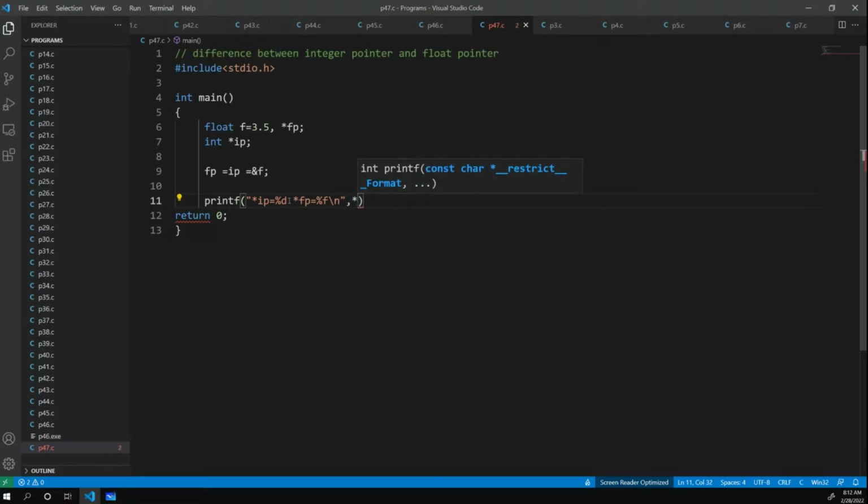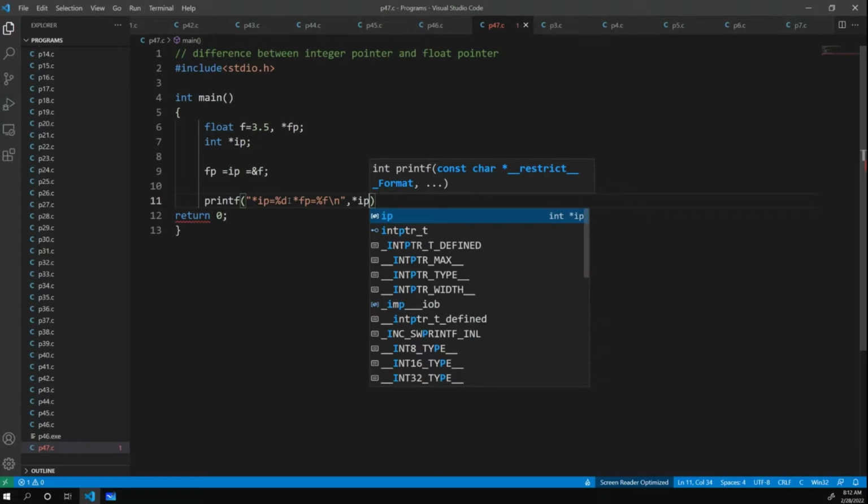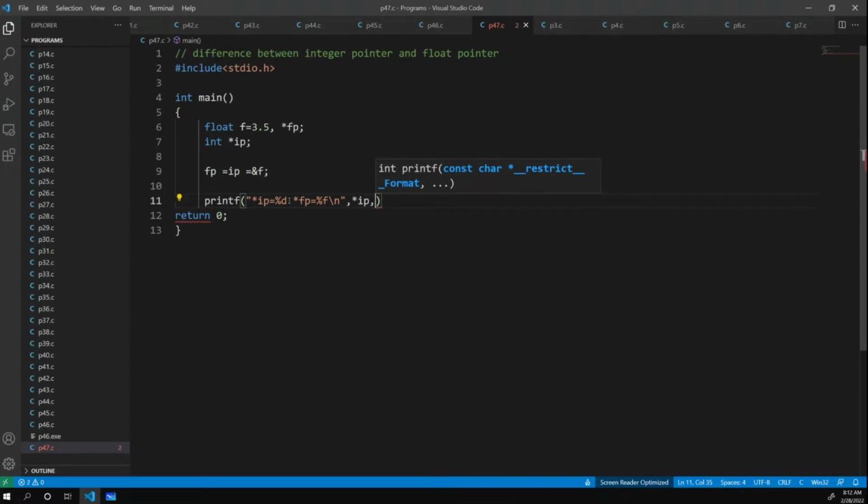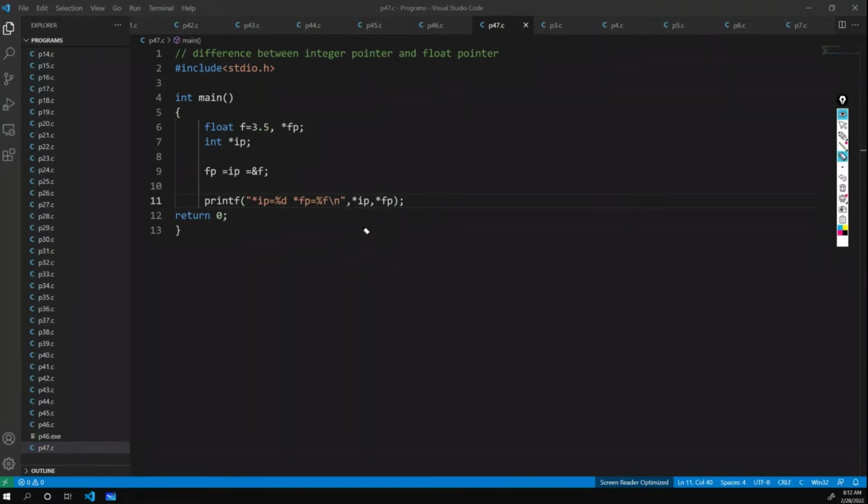And we print star integer pointer, comma, star float pointer. So what will be my output? IP is the address of f, the pointer holds the address, then it is the value, right? And what is star IP? Same. So I will first run this code.